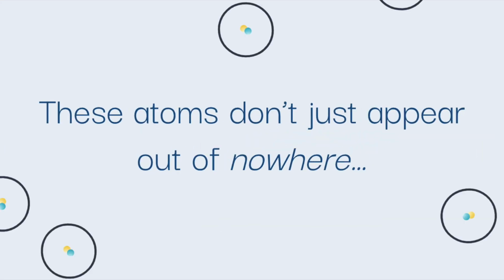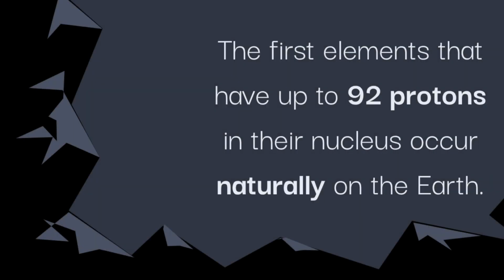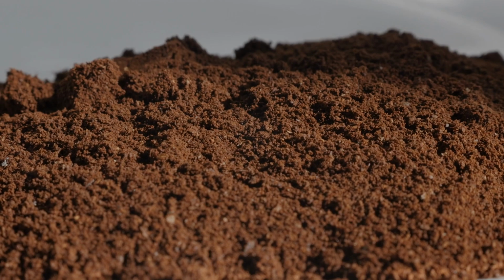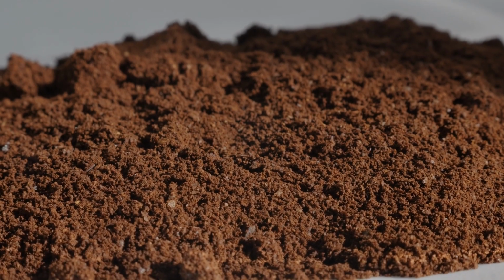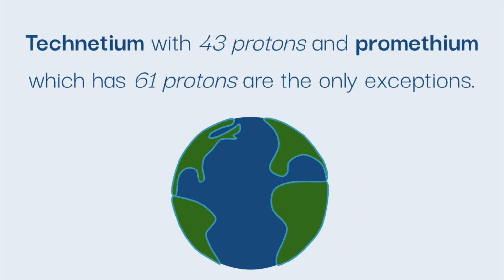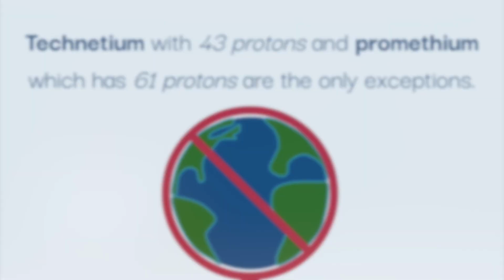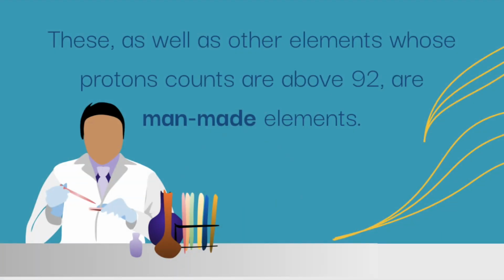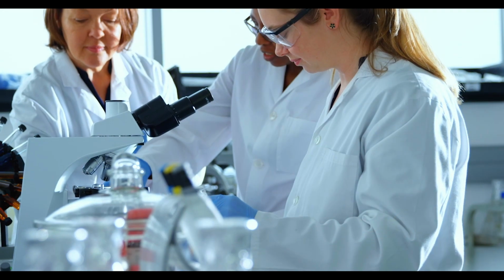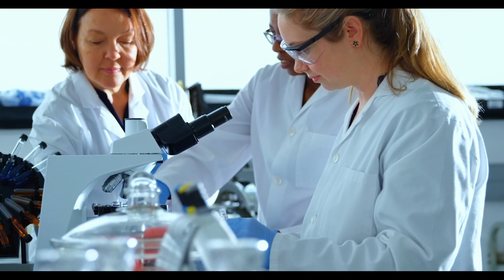These elements don't just appear out of nowhere. For the most part, the first elements that have up to 92 protons in their nucleus occur naturally on the Earth. Technetium, with 43 protons, and promethium, which has 61 protons, are the only exceptions. These, as well as other elements whose proton counts are above 92, are man-made elements. They do not occur naturally, but are rather created in labs by scientists.